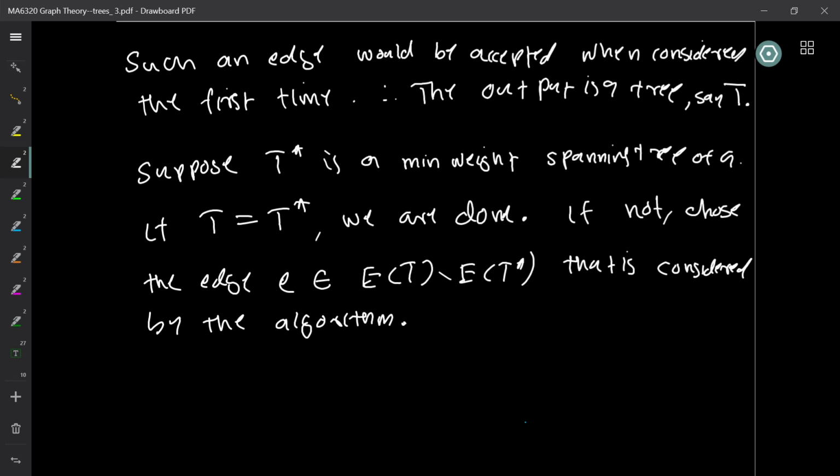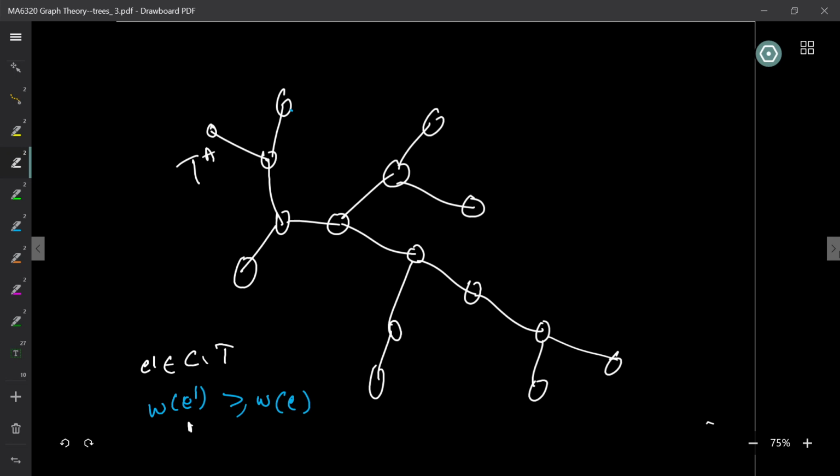Now, if that is not the case, what I do is choose an edge which is in E of T but not in E of T star, because they are different. I have some edge like this. This edge is definitely considered by the algorithm, right? Because it is already in the tree T. So this is the T star that we have, and the actual tree that the algorithm produced.